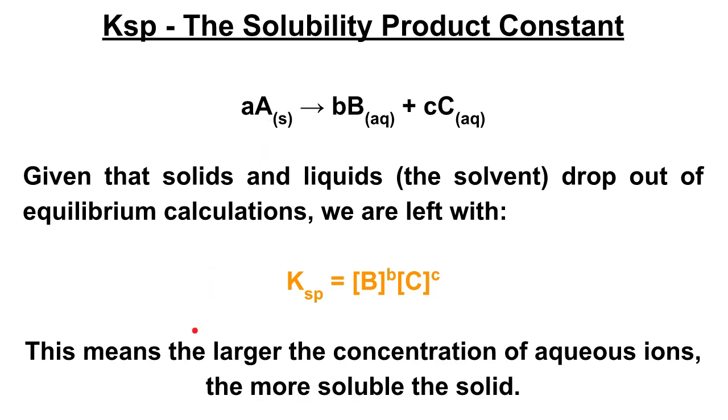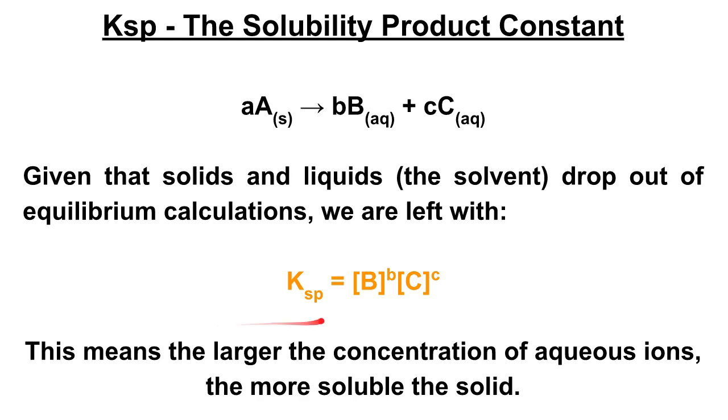So when we're doing this here, the Ksp then becomes [B] raised to the coefficient of B, times [C] raised to the molar coefficient that is small c. Okay, so this means that the larger the concentration of aqueous ions, the more soluble the solid. And that may seem like an obvious statement, but we're looking at it mathematically here.